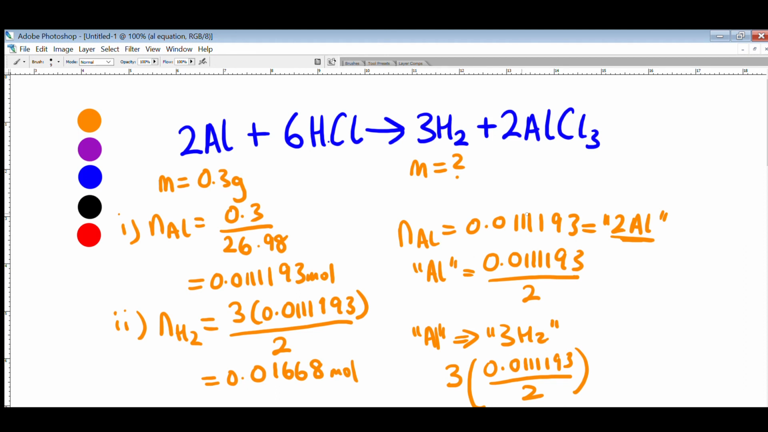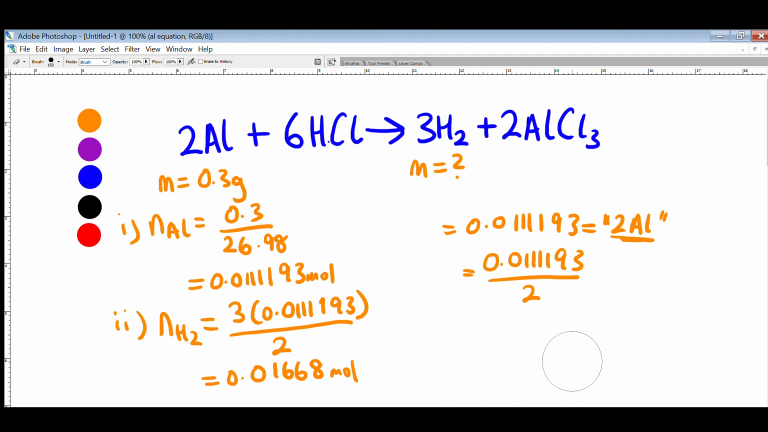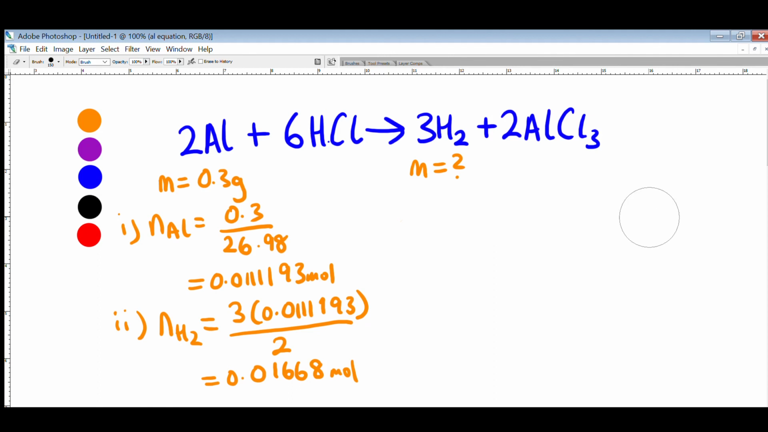And the more mathematical way of looking at it is, this 0.011193 is 2 lots of Al, in inverted commas. And if we wanted to make that slightly easier, we can divide it by 2 to get 1 lot of Al, in inverted commas. And then for every one of those, we're going to get 3 H2. So we get 3 multiplied by 0.011193 divided by 2. Okay, so it's all about just finding the way that works for you. Some people, if you like math, you're going to find that really straightforward, but other people might find it more complicated. So just find a method that works for you.